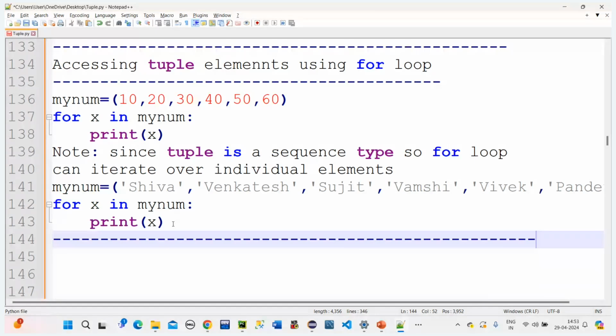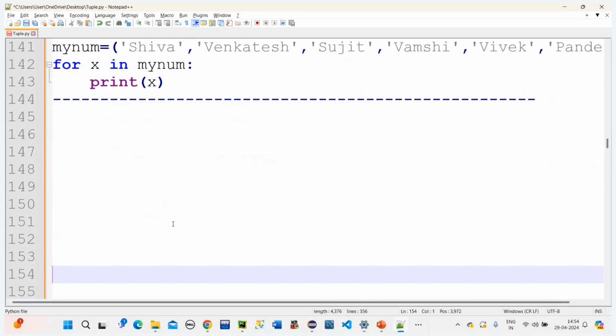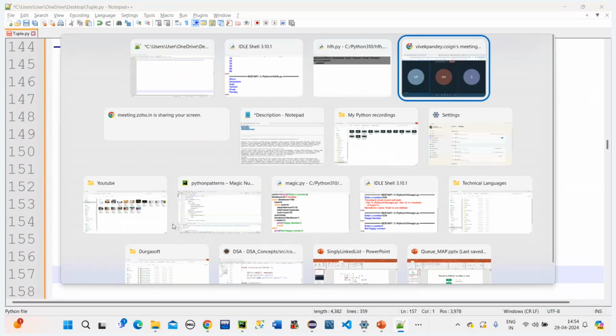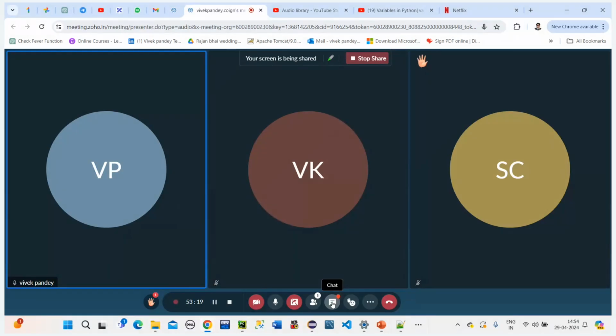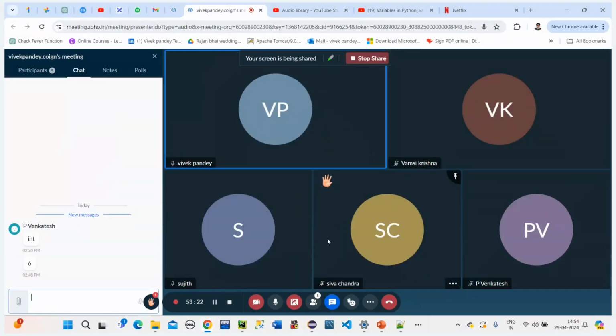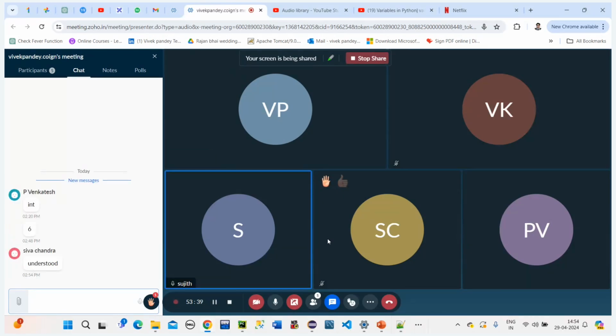Guys, how many of you are done? Like you understood? Up to now, is your understanding clear? If the things are clear, just comment yes, it is understood. Type understood.